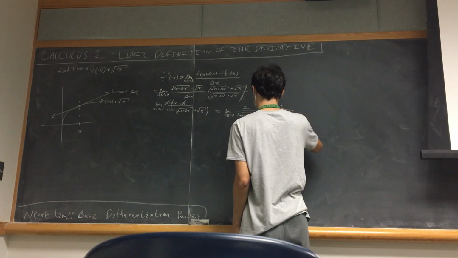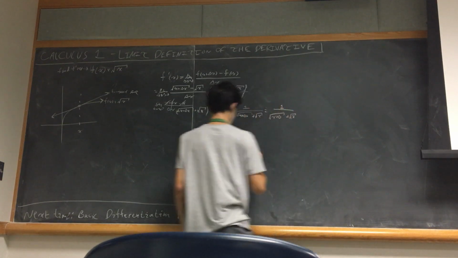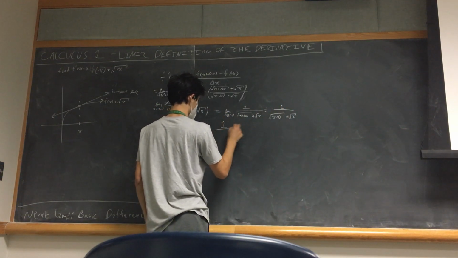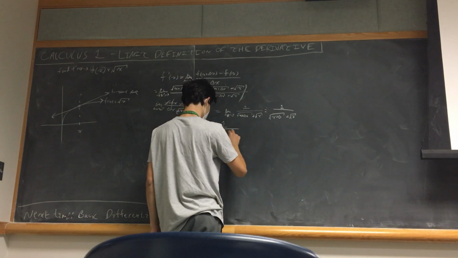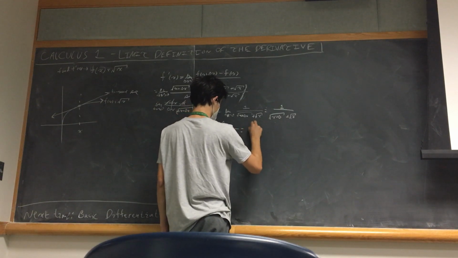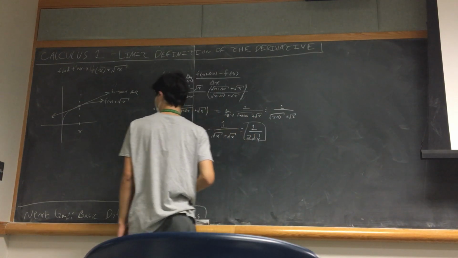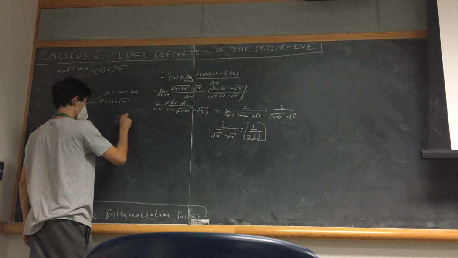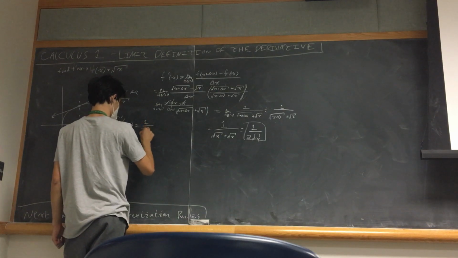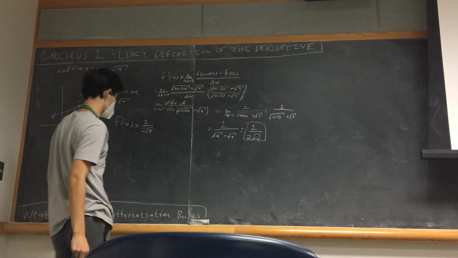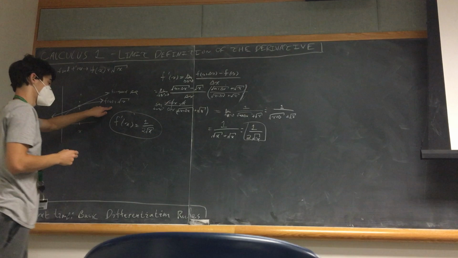We get 1 over square root of x plus 0 plus square root of x, which is equal to 1 over the square root of x, because x plus 0 is just x, plus square root of x, which is equal to 1 over 2 square root of x. So f prime of x is equal to 1 over 2 square root of x. So this is the derivative of this function.